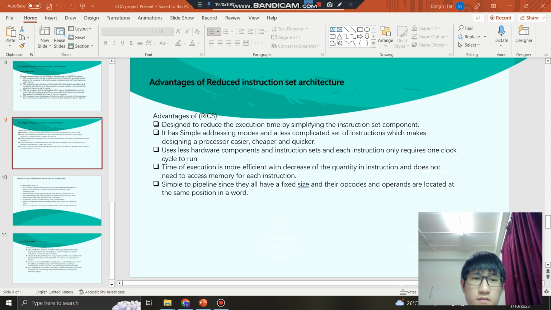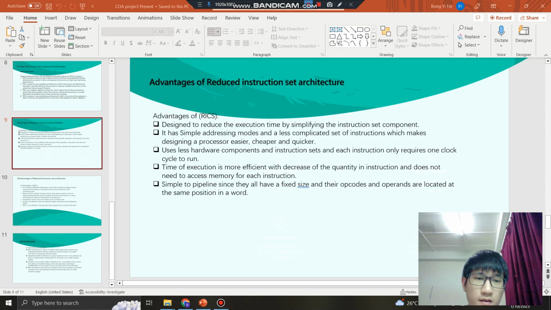Next, RISC uses fewer hardware components and instruction sets, and each instruction only requires one clock cycle to run. The time of execution is more efficient with the decrease in the quantity of instructions and it does not need to access the memory for each instruction. Because it does not need to access the memory, it skips a process to execute the program.